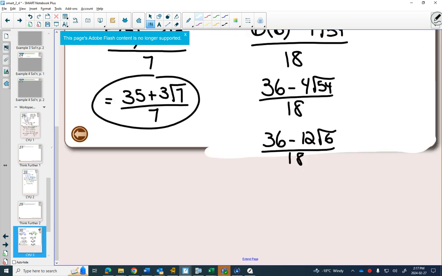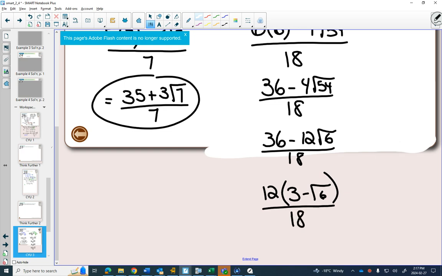So now we've changed our radical to lowest form. So are we simplified? No. We're not simplified because in your numerator, you have a common factor. You can pull out a 12. A 12 is in common. So some people like to do it this way. I pull out the 12. This would leave me with 3 minus root 6 over 18.